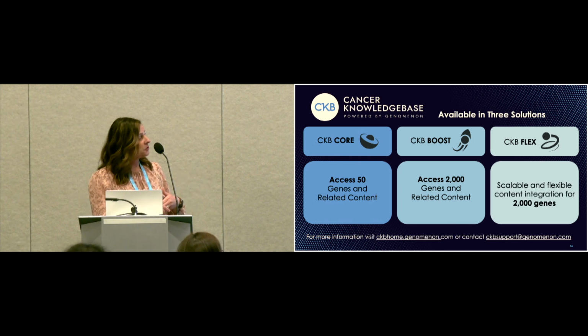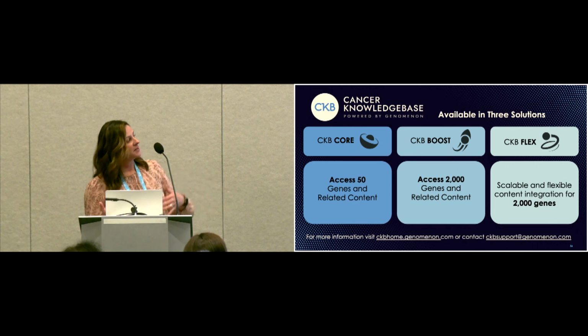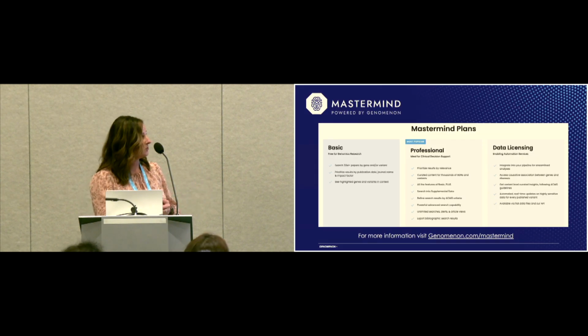For users that are interested in downloading the content, we have CKB Flex. So this is a scalable and flexible content integration option for, again, those 2,000 genes. So all of the content that would be available in CKB Boost is also available in this downloadable version. For Mastermind, there's also 3 different plans as well. There's the basic plan, so this is free for genomic research. So you have the ability to search over 30 million papers by gene and or variant, and then you can prioritize your results and see highlighted genes and variants in the context of what you're searching for.